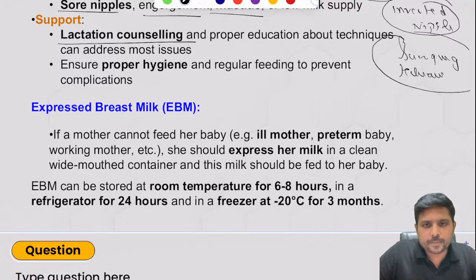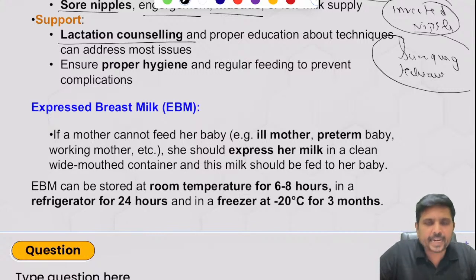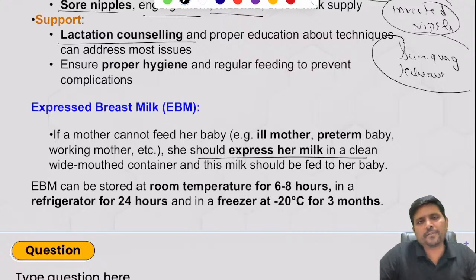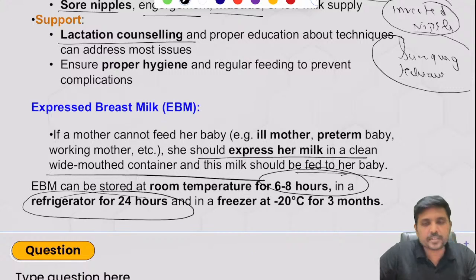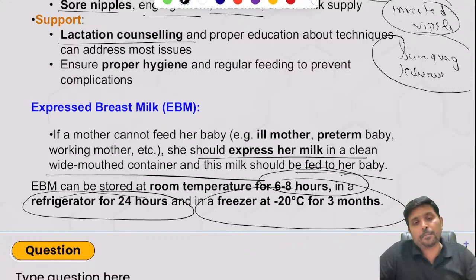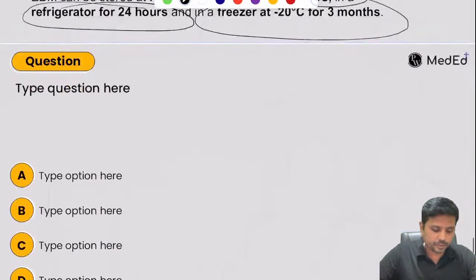What is called expressed breast milk? A mother who cannot give breast milk directly needs to express it, keep it in the fridge, and then give it. That is called expressed breast milk. Always it should be expressed in a wide mouth container. How long can you keep that breast milk? At room temperature 6 hours, in the fridge at 2 to 8 degrees Celsius for 24 hours, and in the refrigerator freezer at minus 20 degrees for about 3 months.